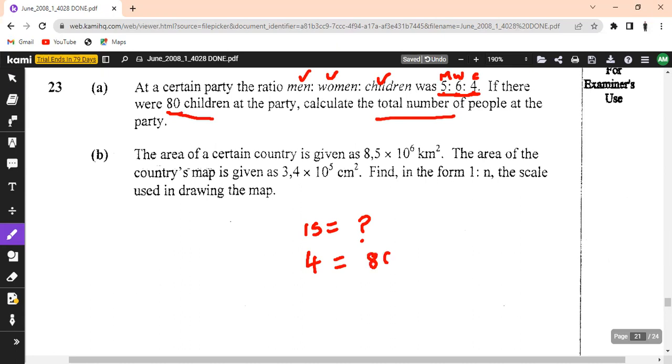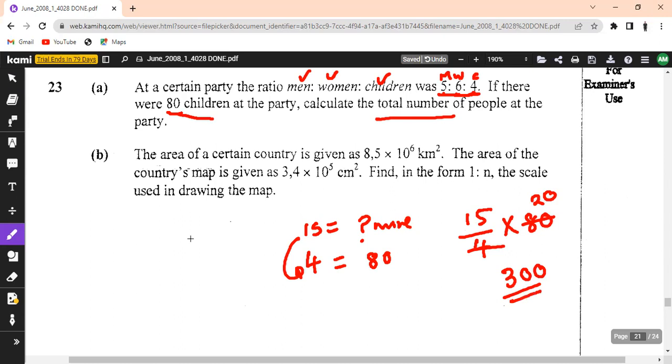So what about 15? I'm asking myself here, what is 15 going to give us? So it's 15 over 4 multiplied by 80. You just have to multiply these two. This is 20 here, and 20 times 15 is going to give us 300, if I'm not mistaken. So there are 300 of them all together.